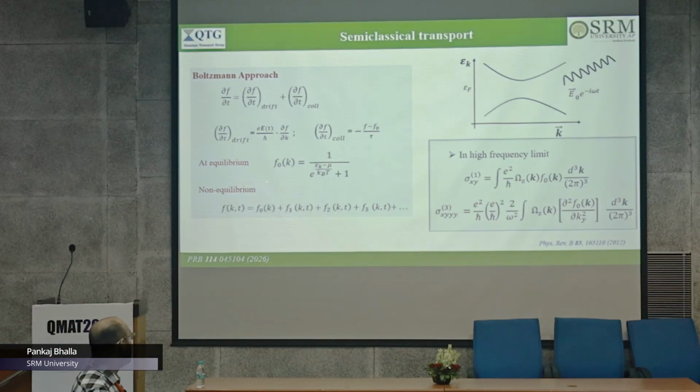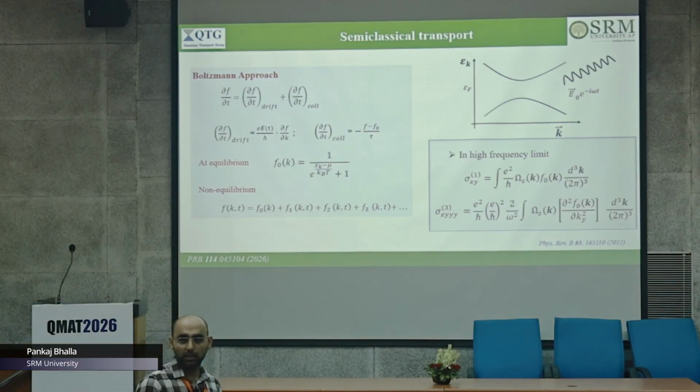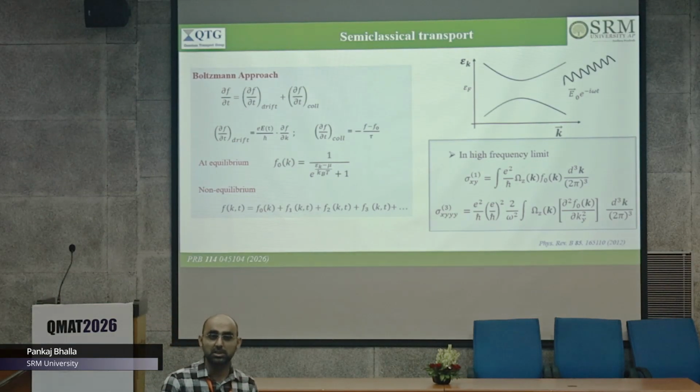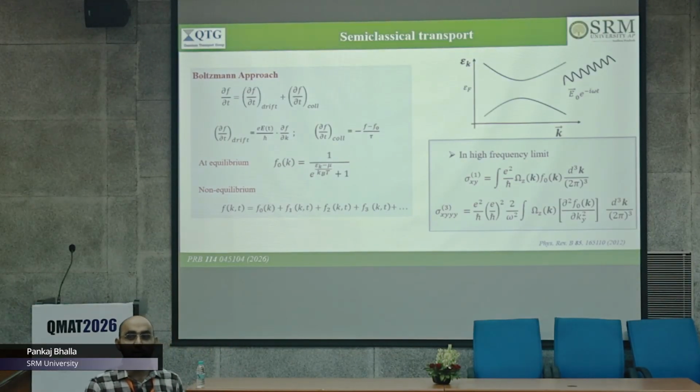When we expand this distribution function in terms of the higher order powers of the field in the perturbative limit, one can plug it back into the equation for the current, J equals trace of velocity and the distribution function. The velocity has two parts, group velocity and anomalous velocity, and we are mainly focused on the anomalous one. The anomalous velocity and the distribution function lead to different orders of response, first order and third order.